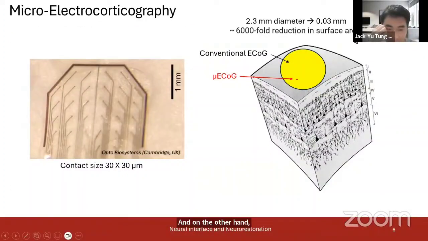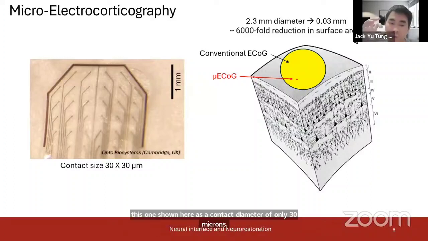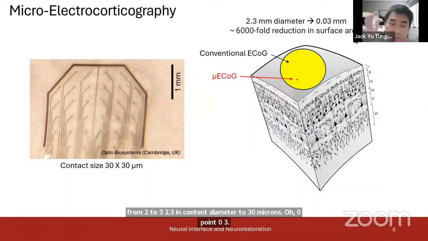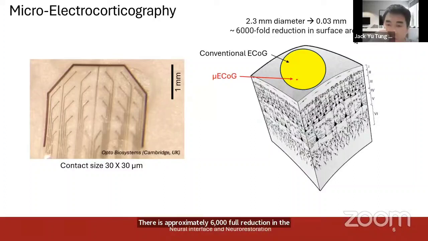micro-ECOG arrays like this one shown here have a contact diameter of only 30 microns. And the diagram on the right shows the relative scale of a conventional ECOG array, as shown in the previous slide, as compared to a micro-ECOG. Going from 2.3 millimeters in contact diameter to 30 microns or 0.03 mm, there is approximately a 6,000-fold reduction in the surface coverage. And this significant decrease in the electrode surface area raises important questions about exactly what types of neural signals can be effectively recorded using such micro-scale electrodes.